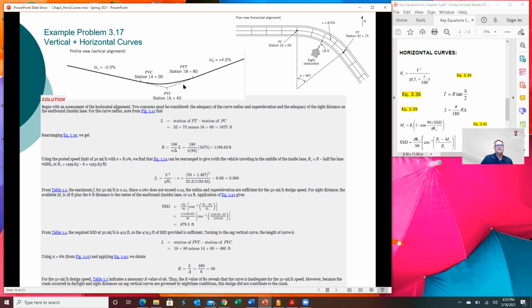But in any event, I like this problem because it gives you both aspects of highway design, both horizontal and vertical, and it reminds you that there are multiple ways to check for stopping sight distance on a given stretch of highway. Okay, any questions on that one?